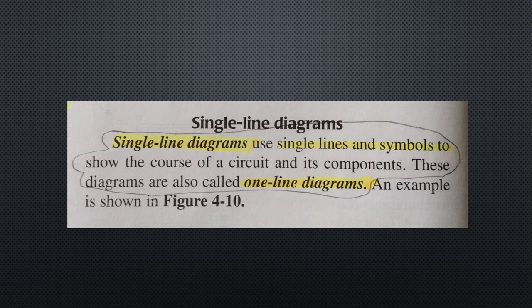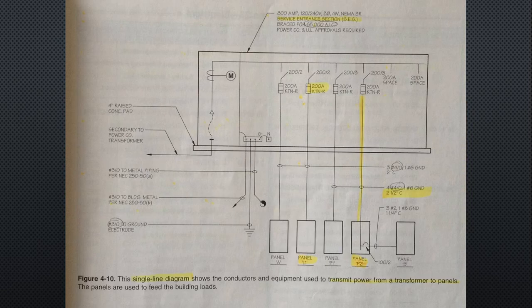Schematic diagrams. Schematic diagrams, also called elementary diagrams, show the arrangement and connection within a circuit. These diagrams show the function and order of the items in a circuit without specifying device size or location. Single line diagrams. Single line diagrams use single lines and symbols to show the course of a circuit and its components. These diagrams are also called one-line diagrams. An example is shown in figure 4-10, shown on the screen now.